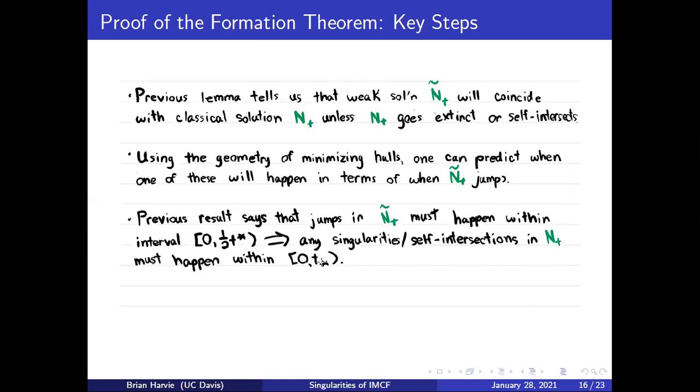And using this result from the moving plane method, you can show that if singularities or self-intersections happen at all, they must do so within the time t star, which again is 2n times the log of largest initial principal curvature times initial diameter. So it's a number that's somewhat similar to the number that you see for mean curvature flow singularity formation. And that's the key to proving the formation result.